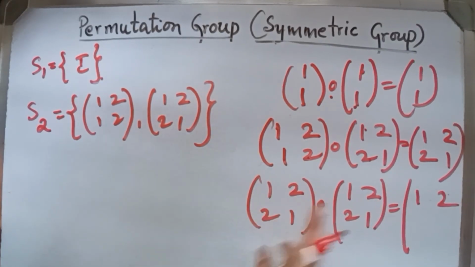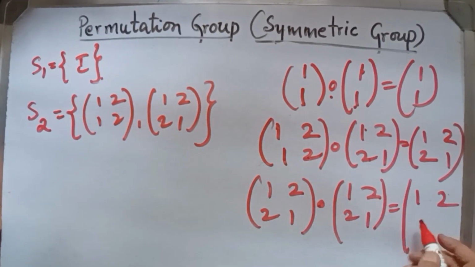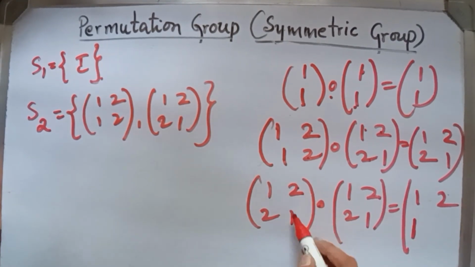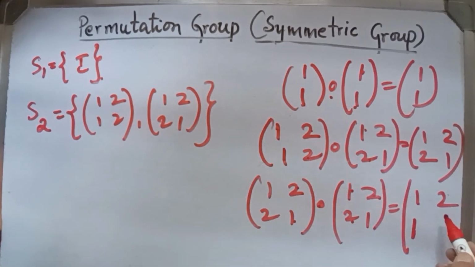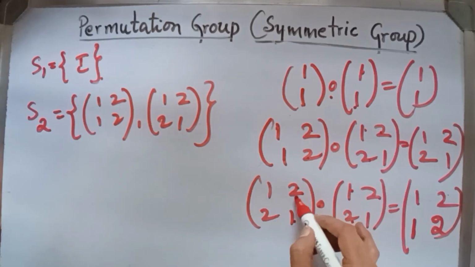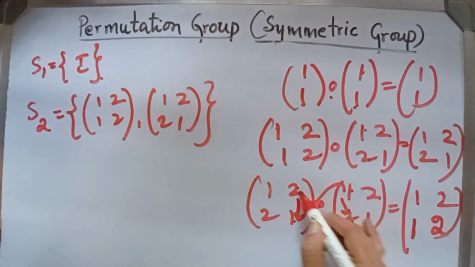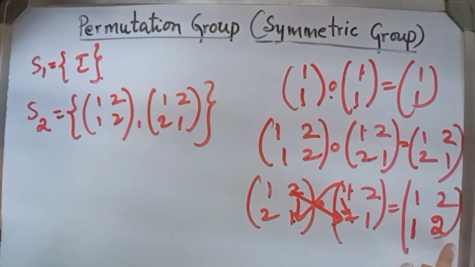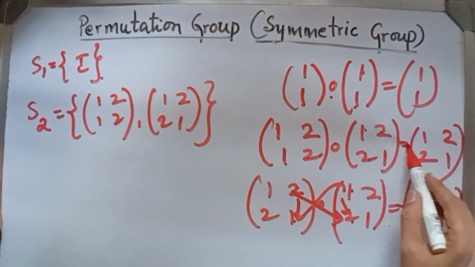So 1 goes to 2, 2 goes to 1, so 1 goes to 1. So 2 goes to 1, 1 goes to 2, 2 goes to 2. So 2 to 1, 1 to 2, so 2 to 2. That element you have to write here below 2. The first row is fixed.